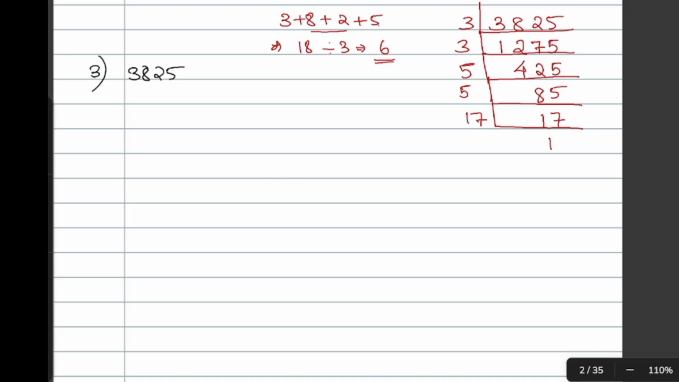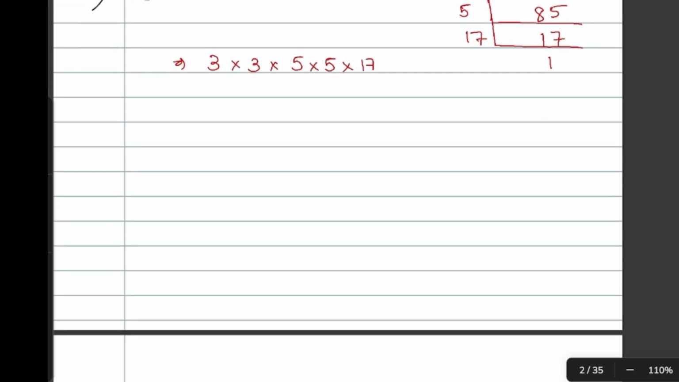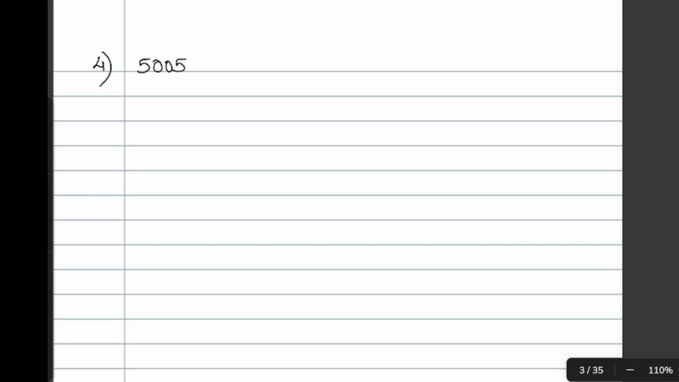So how to write this one? The factors are 3 into 3 into 5 into 5 into 17. This again I can rewrite like how? That is 3 raised to 2. How many times is 3 repeated? 2 times. Similarly, how many times is 5 repeated? 2 times. 5 raised to 2 into 17. Okay. Then comes the next one, 5005.